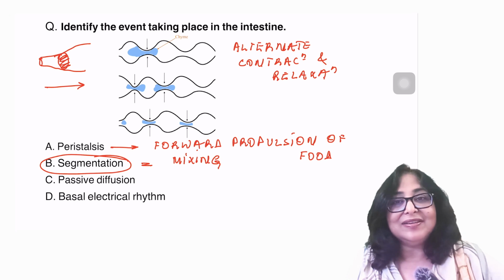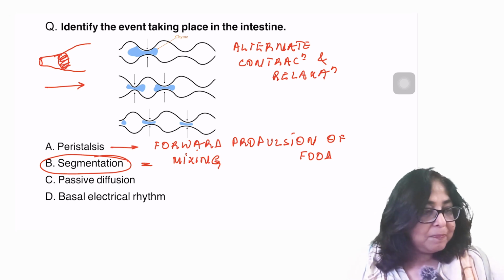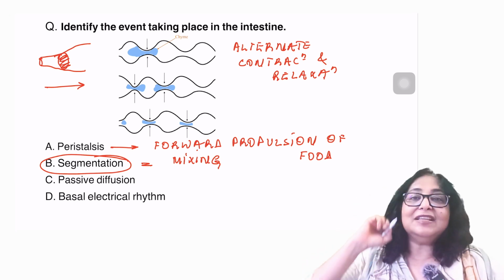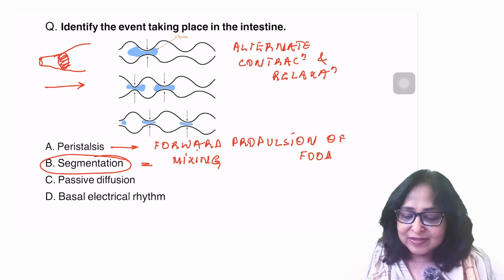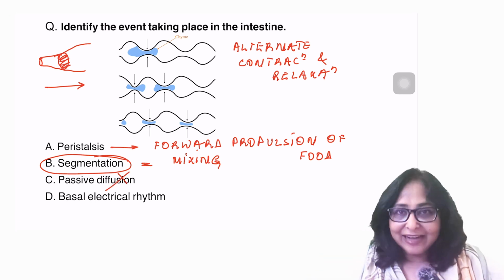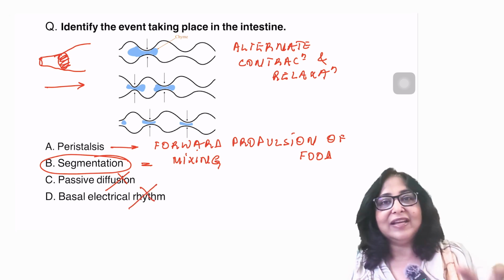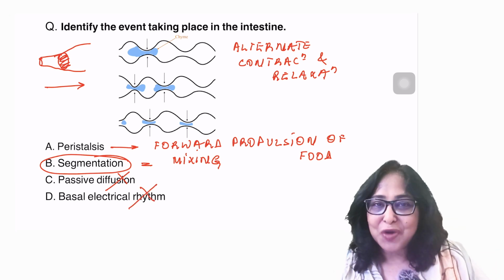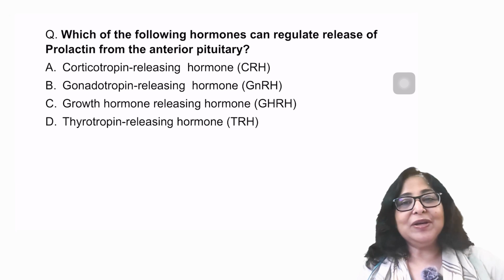So here the answer is segmentation. Now, passive diffusion is not a contraction. So this is definitely not the answer. Basic electrical rhythm is an electrical event, not a mechanical event as shown in this diagram. So that is not the answer. So let's have a look at the next question.